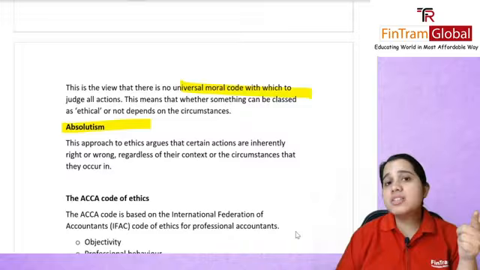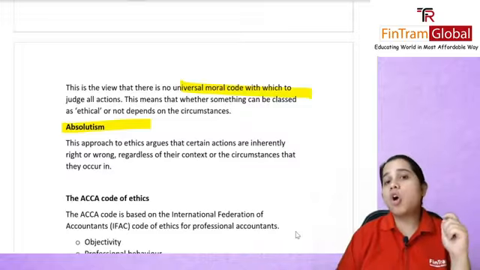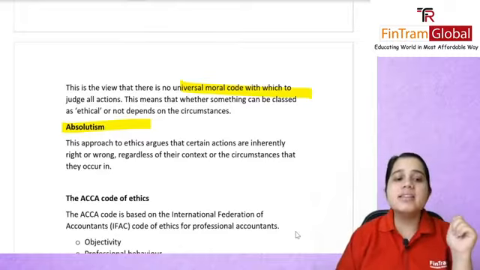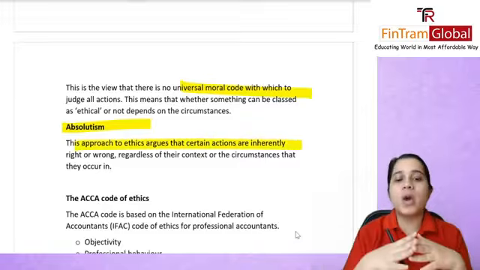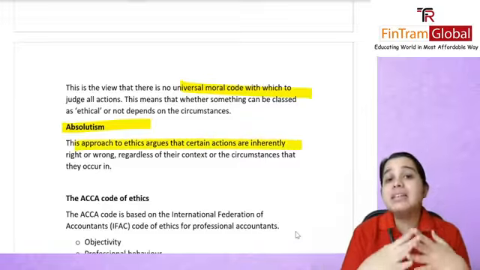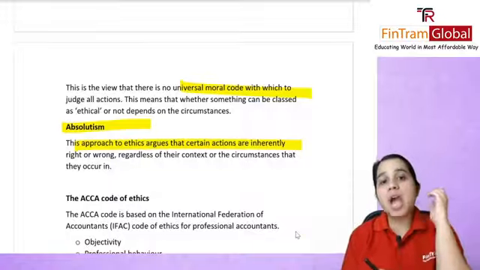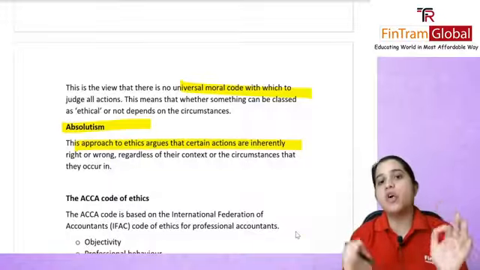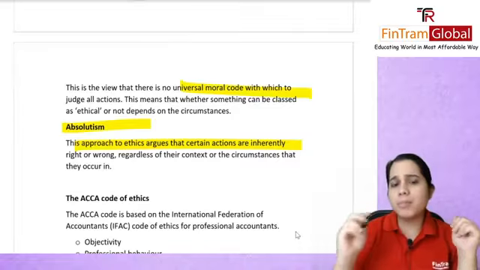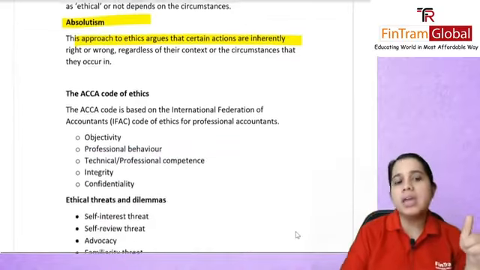You have your absolutism, as I just mentioned, or your deontological approach. This approach to ethics will argue that certain actions are inherently right or wrong. They will say that killing a person is absolutely wrong, even if it was done for self-defense. So it's good to remember these terms and what they are talking about.